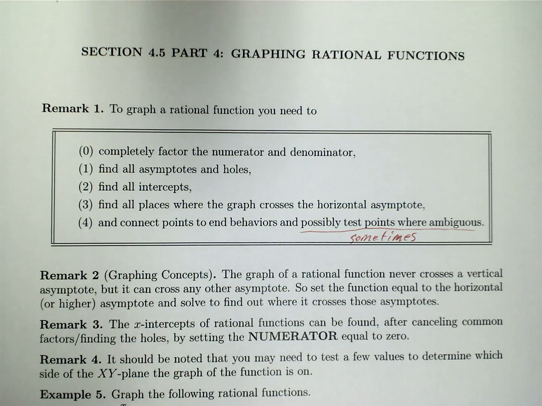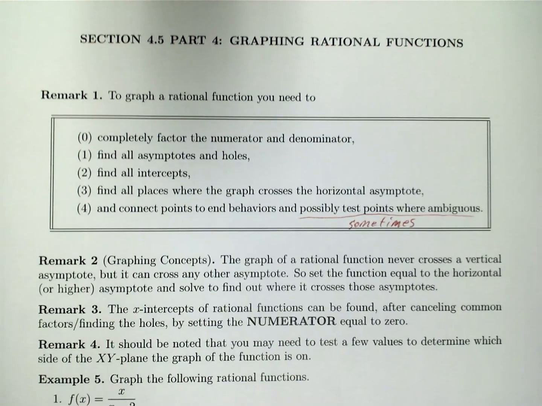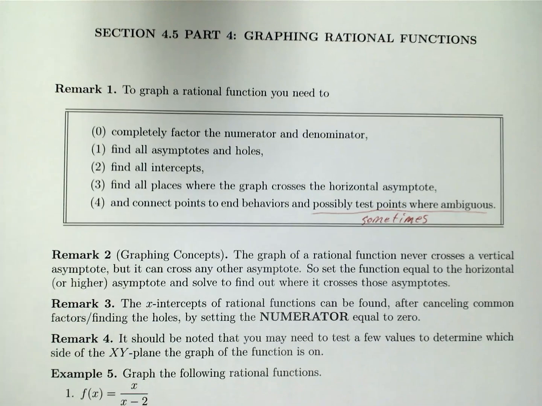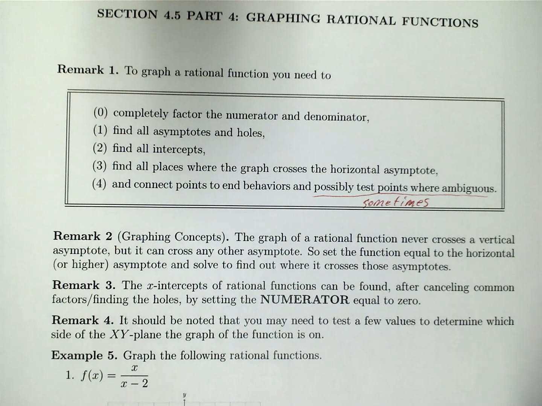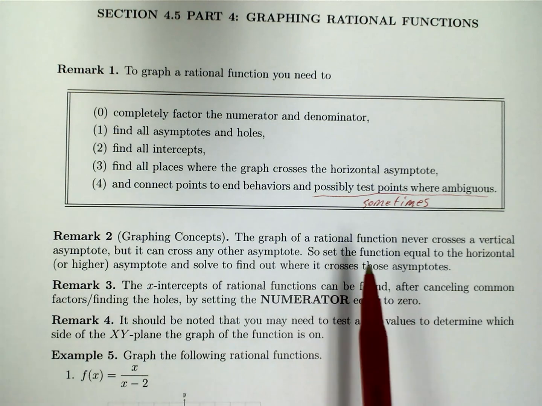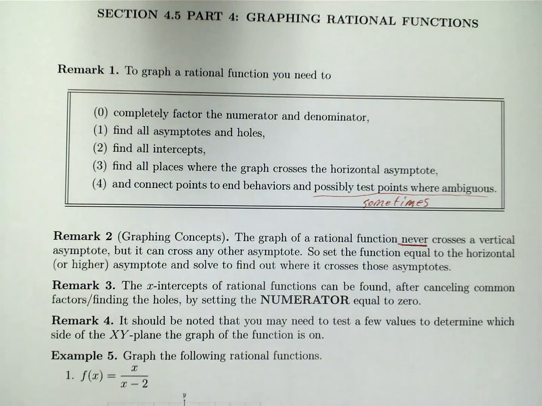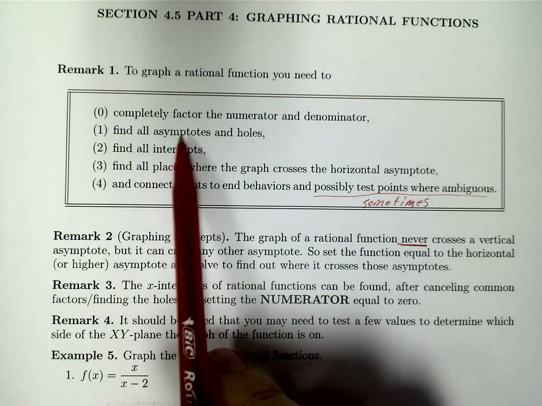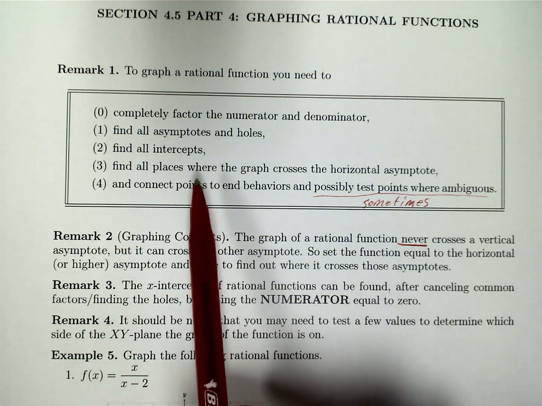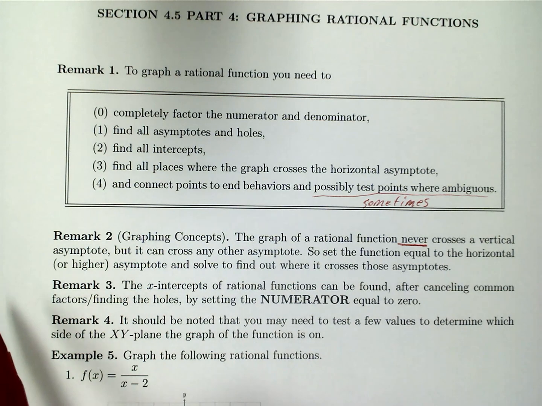There are a couple of things to note when trying to determine these things. First off, a graph of a rational function will never, I'm going to underline it for extra emphasis, it will never cross a vertical asymptote. It can cross any other asymptote, but not a vertical one. Horizontal, that's why we have to check. The third step is where it crosses the horizontal asymptote. We do have to check that, and we will talk about how to do that.